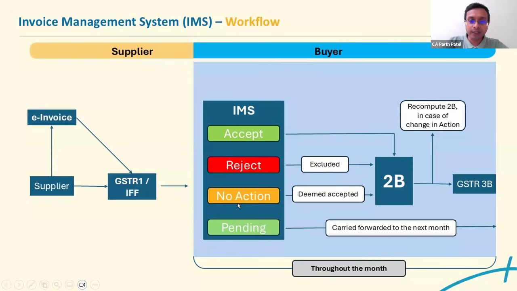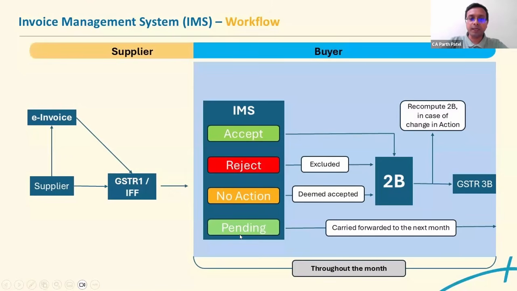Let's say there is no action taken. Currently, this is the practice which is ongoing. If you look from the adoption perspective, if there is no action taken on the IMS, the GST portal will believe that all the records are accepted by the particular GST taxpayers and all the bills will be forming part of GSTR2B.